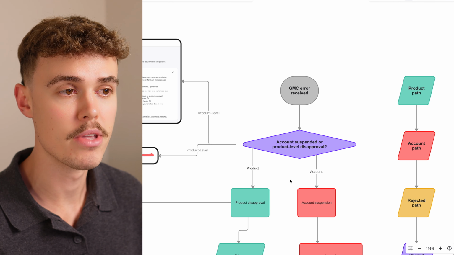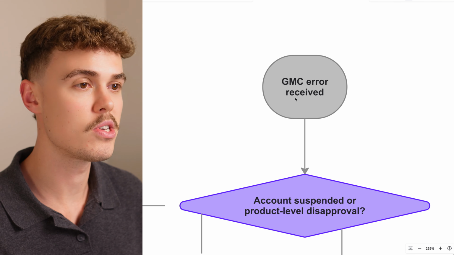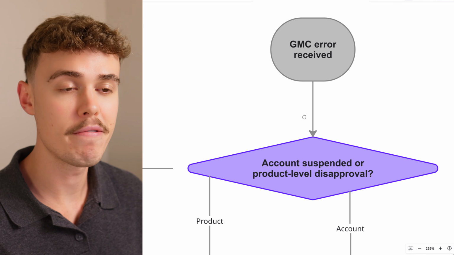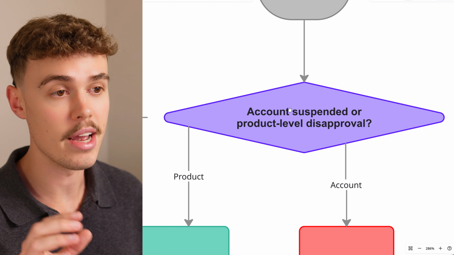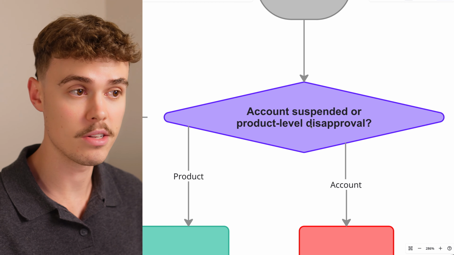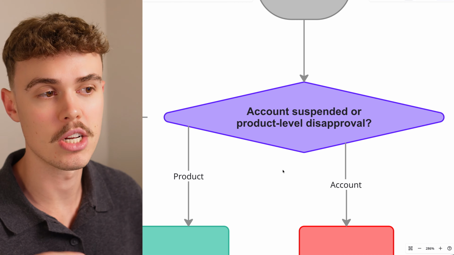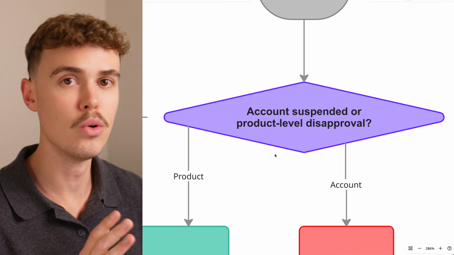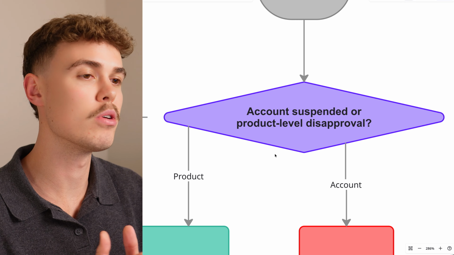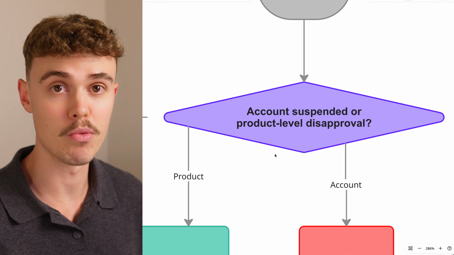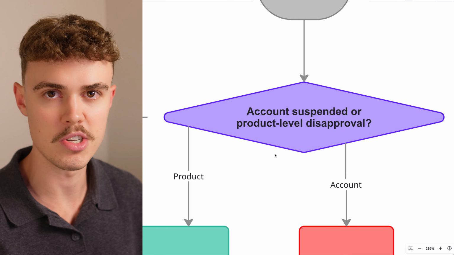So, first of all, when you receive a GMC error, the very first thing you need to figure out is: is your entire account suspended, or is it just a product level disapproval? Now, these are two very different things, right? If your entire account is suspended, you just will not be able to run any shopping ads. You won't be able to run on Google Merchant Center whatsoever.